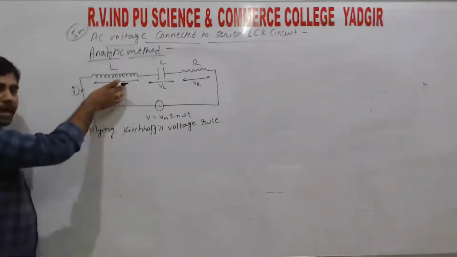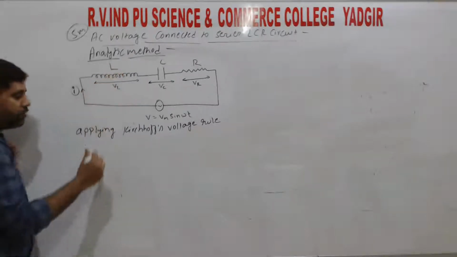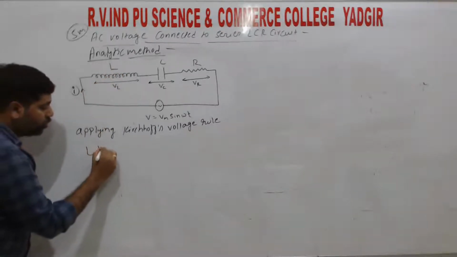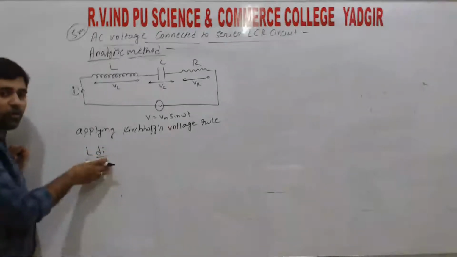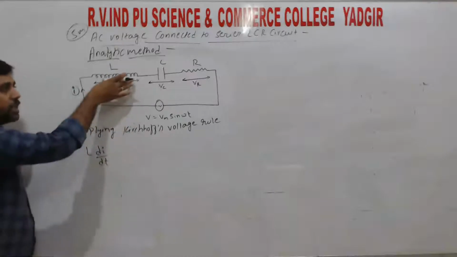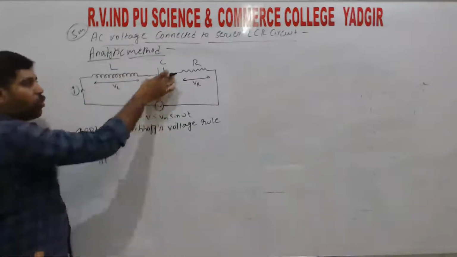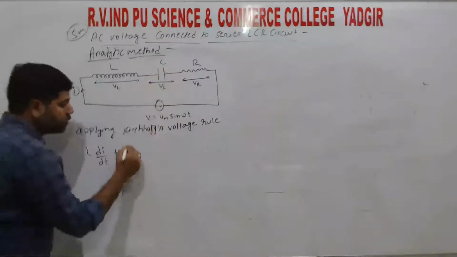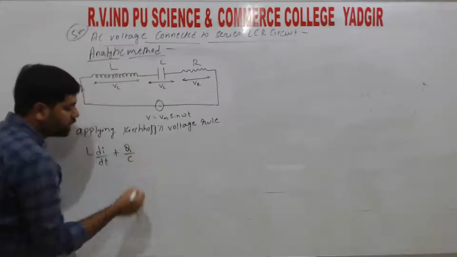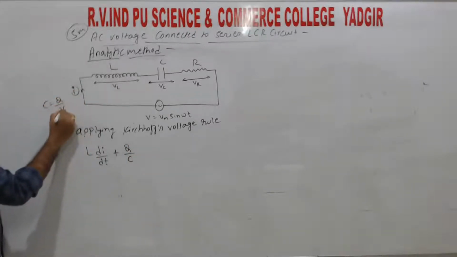So here the IR product, that is the EMF which is induced in the inductor, we can write that one as L into di by dt. So this is the EMF or voltage which is produced by the inductor, right? So plus the voltage which is across the capacitor, right? So Q divided by C, where capacitance of a capacitor C is equal to Q by V.